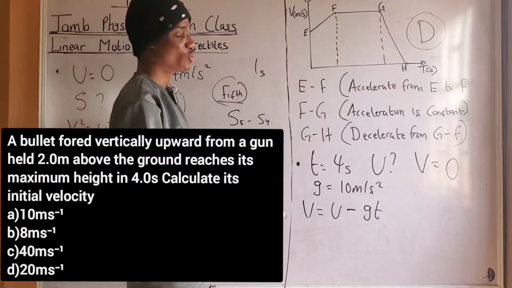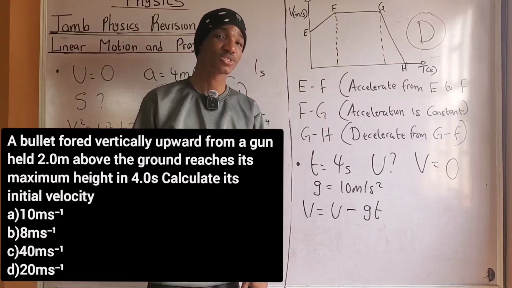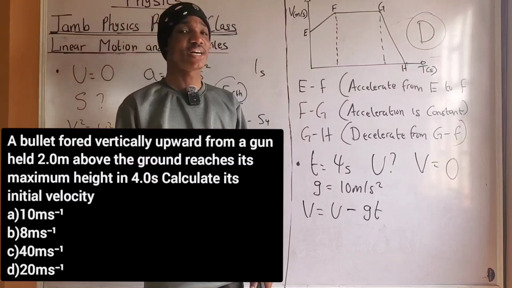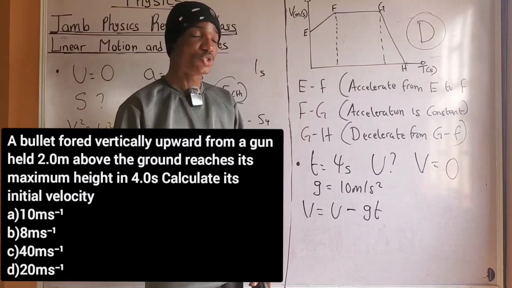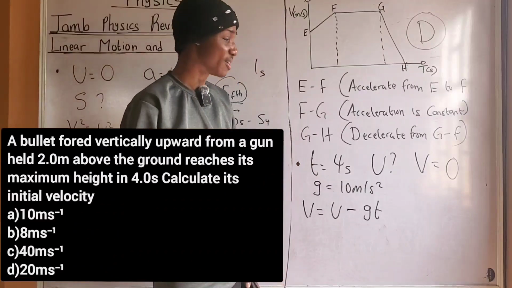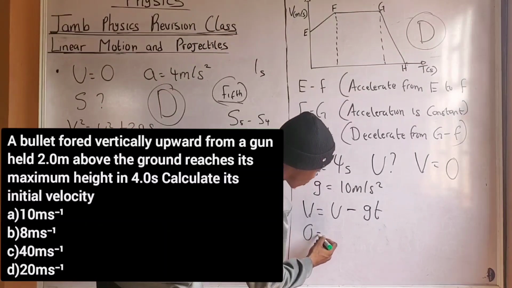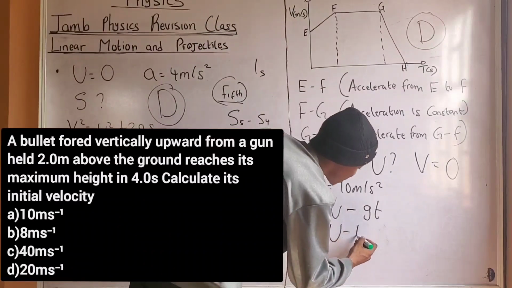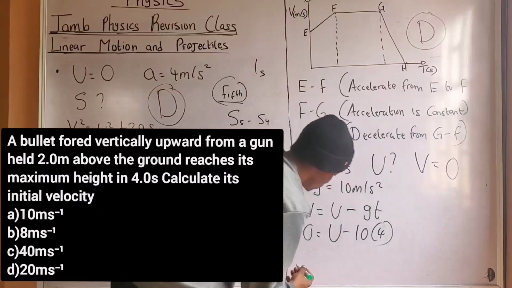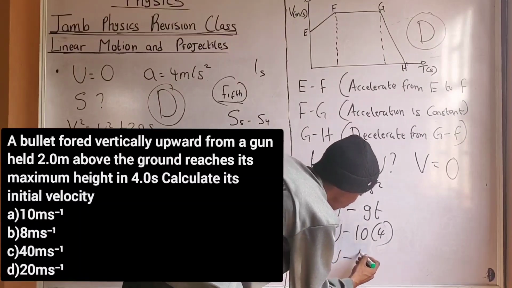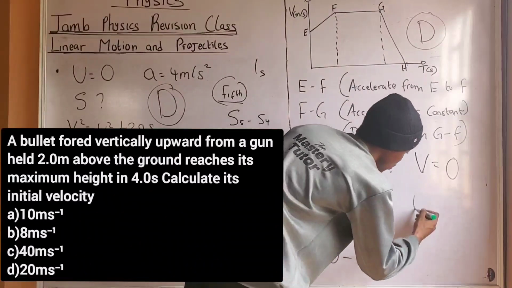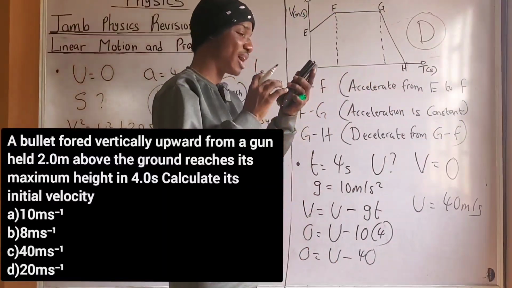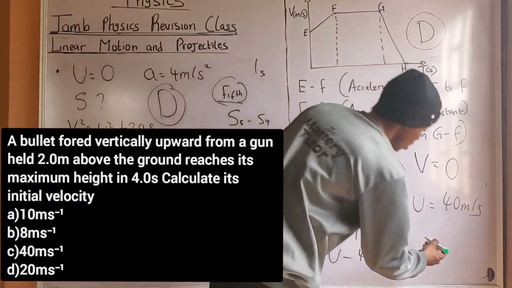Now, from the question, you will notice that we are given height. The height of the gun above the ground level is 2.0, right? Now, pay attention. Ignore that height. Just make use of the formula to get your answer. v is 0, so I'm going to have 0 equals u. u is unknown. That is the parameter that we are looking for. Negative 10 multiplied by 4. So, 0 equals u minus 40. What will be the value of u? u will be equal to 40 meters per second. So, the answer to that question is option C. Option C is correct.